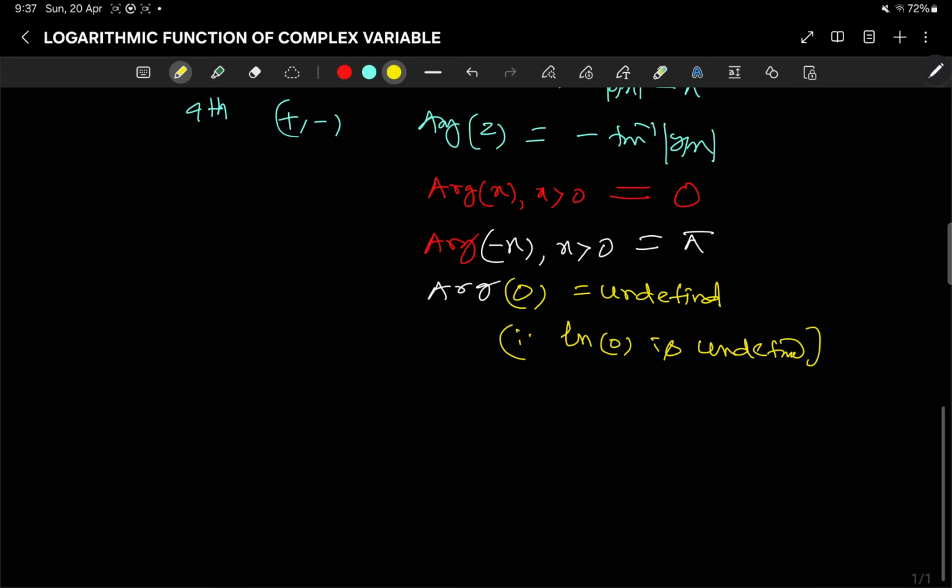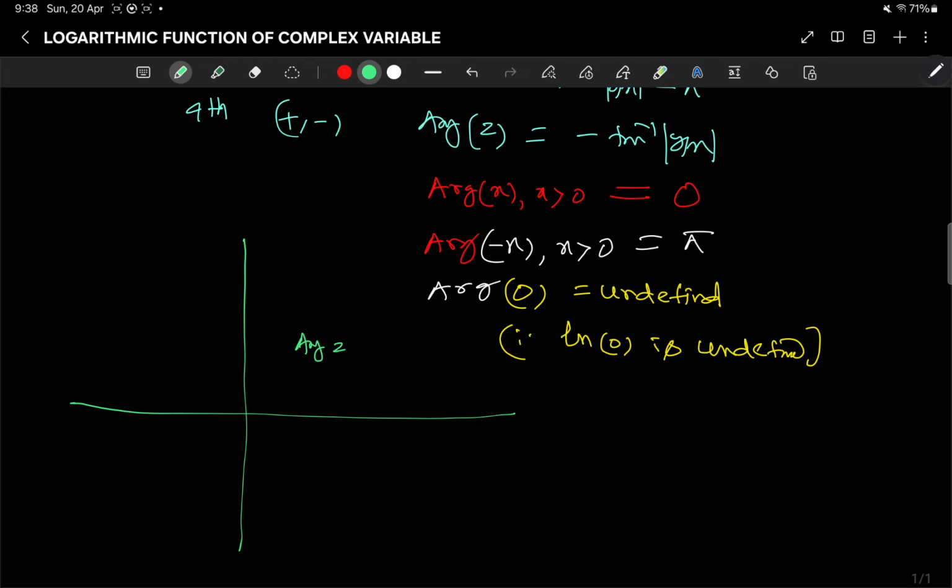So from this viewpoint, as I have told you, the argument of z here is tan inverse of |y| by |x|, or I write just alpha. Here it is alpha, here it is pi minus alpha, here it is alpha minus pi, and here it is minus of alpha.